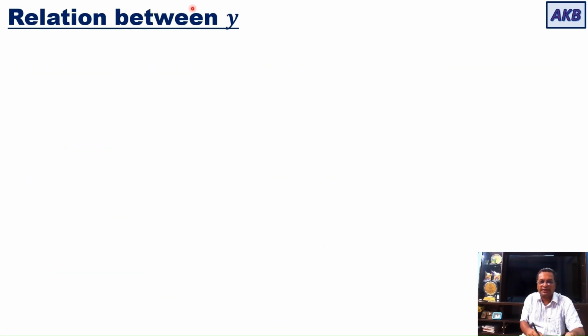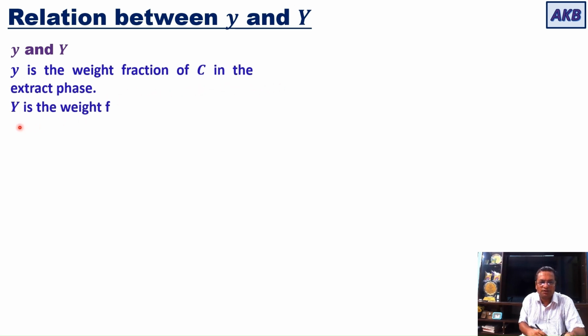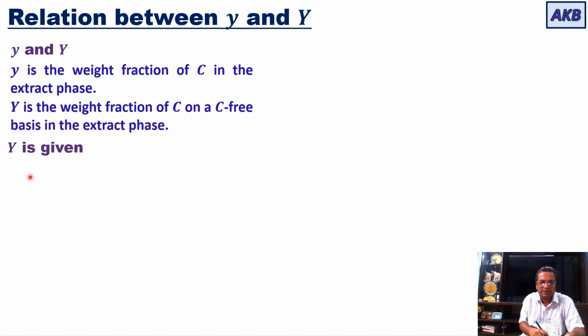So now let us get the relationship between small y and capital Y. What are this small y and capital Y? Small y is weight fraction of C in the extract phase, whereas capital Y, we just understood, is weight fraction of C on a C-free basis in the extract phase. And how is capital Y defined? Capital Y is defined as weight of C divided by weight of B.